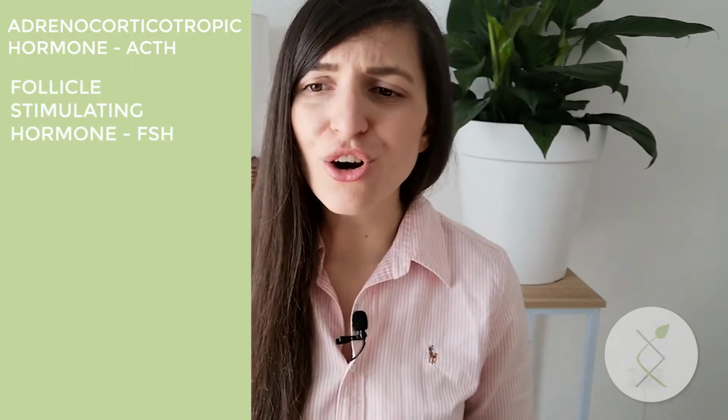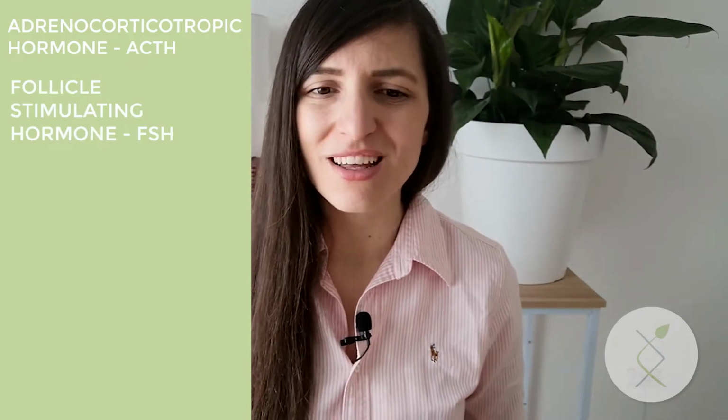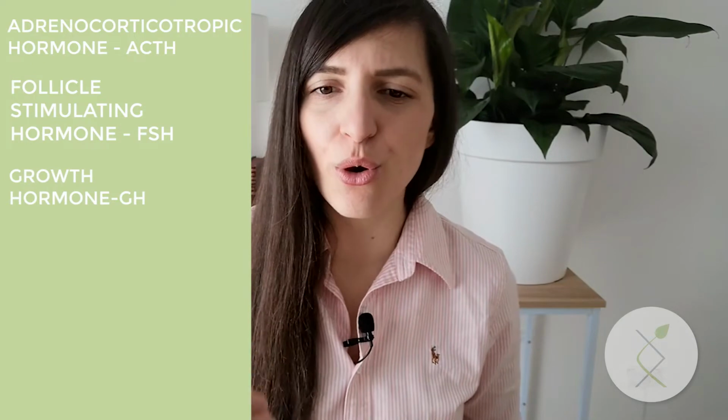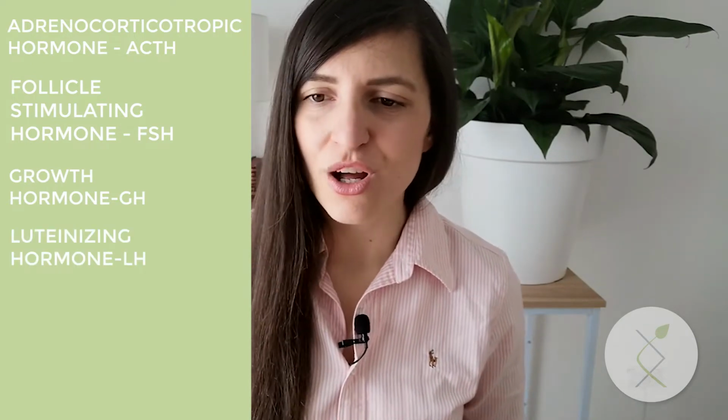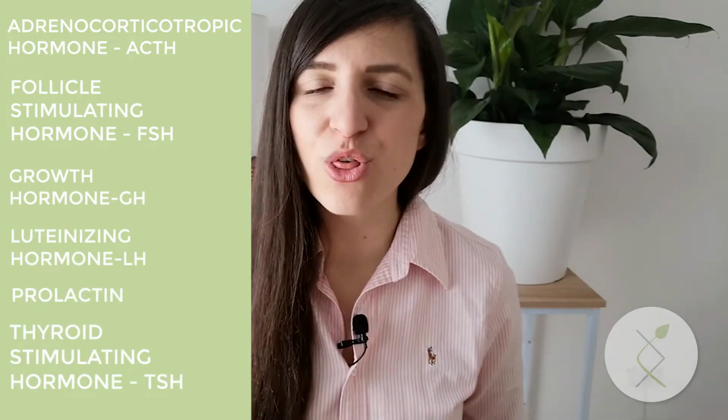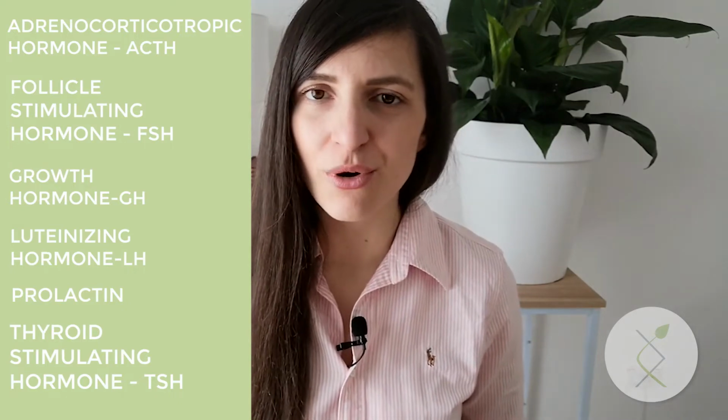The anterior produces and releases hormones such as adrenocorticotropic hormone, which is ACTH, which I talk about a lot, cortisol stimulating hormones, FSH, growth hormone, luteinizing hormone, prolactin, and also thyroid stimulating hormone. Does so much, and it's vital for our function.